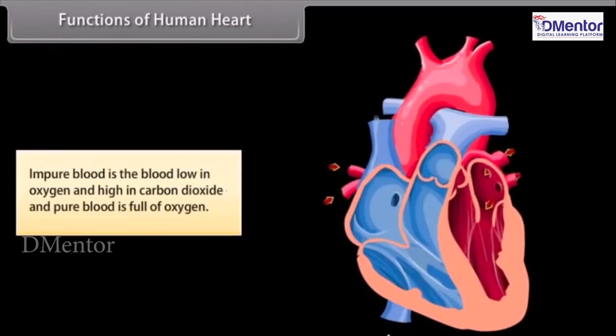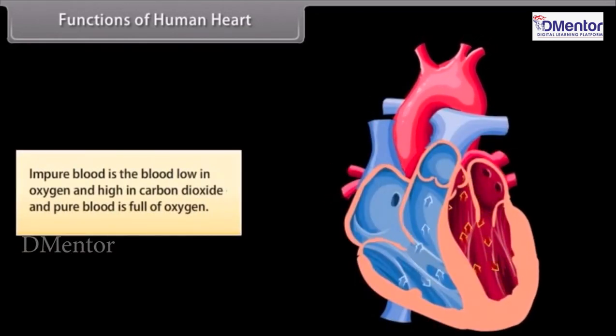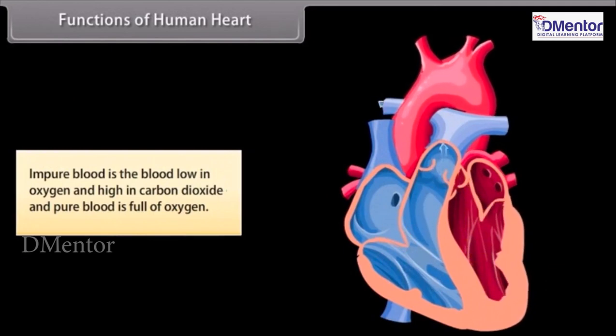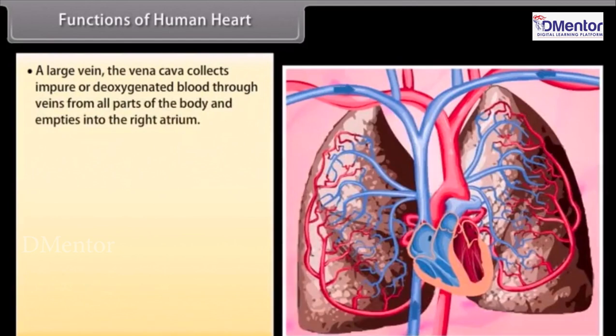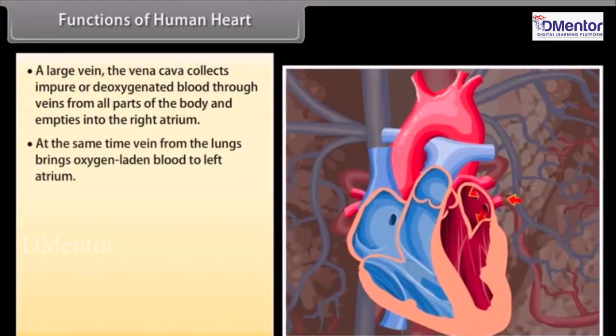Functions of the human heart. Impure blood is the blood low in oxygen and high in carbon dioxide, and pure blood is full of oxygen. A large vein, the vena cava, collects impure and deoxygenated blood through veins from all parts of the body and empties into the right atrium. At the same time, a vein from the lungs brings oxygen-laden blood to the left atrium.